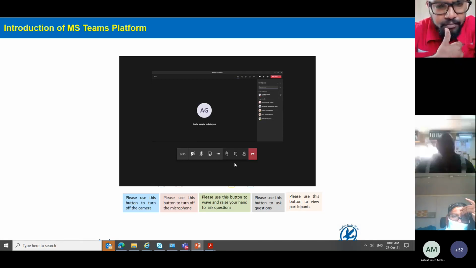The next button is the hand button. You can raise your hand whenever you have any questions. You have the chat box function also. You can also mention anything in the chat box during the presentations. And there are 2 boys who will give you the list of who is participating in this meeting. So that's about the control panel.